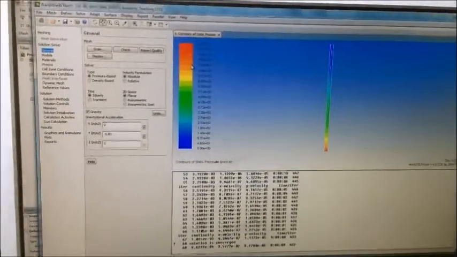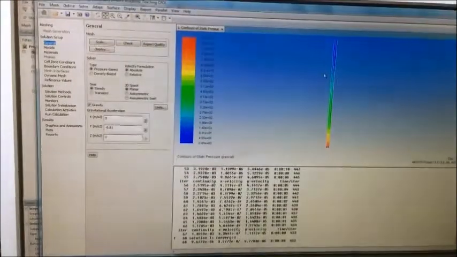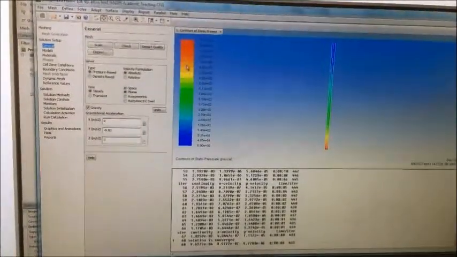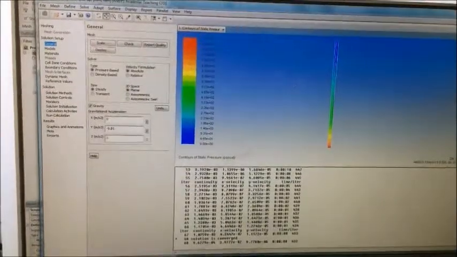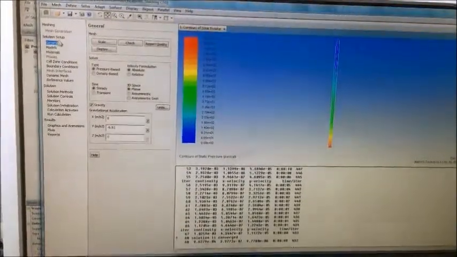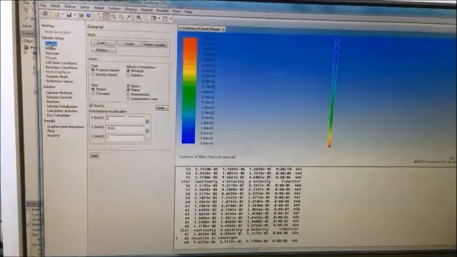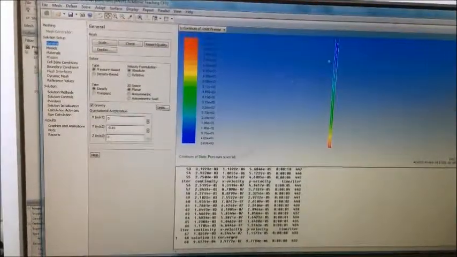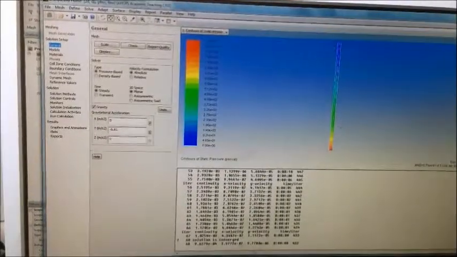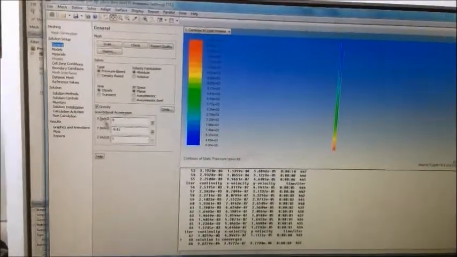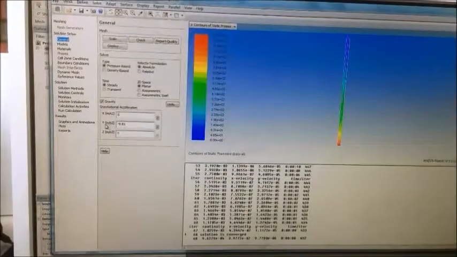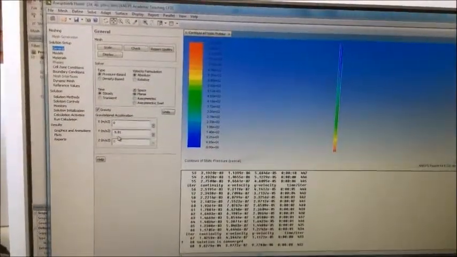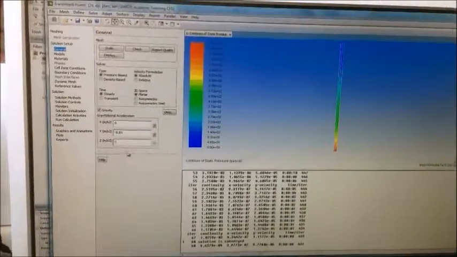So after we created our geometry and our mesh, we put it in Fluent, and we went to solution setup, and from solution setup, since the pipe is vertical, we put the gravitational acceleration in the y direction, which is negative 9.81 meters per second squared.